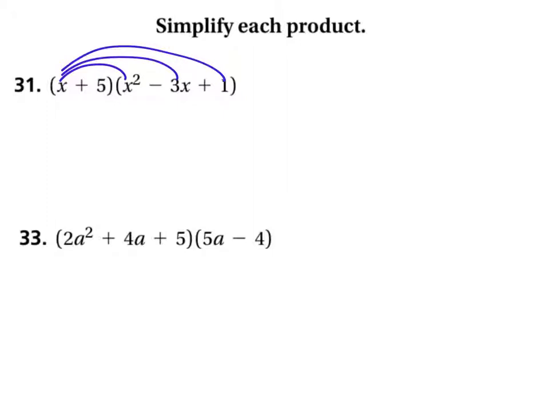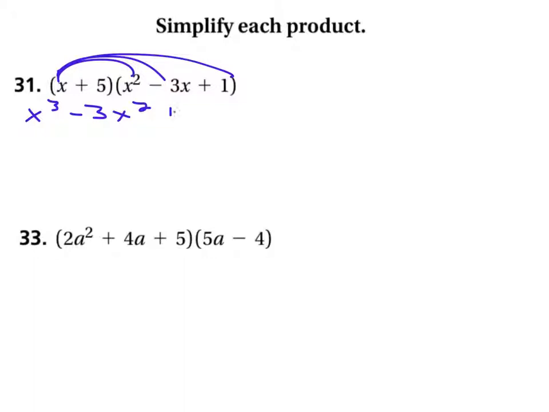Let me erase it, and I'll draw those lines as I do it, okay? So we're going to do x times x squared, and we get x cubed. Then x times negative 3x gives us negative 3x squared. And then x times 1 is just x. That's the first bit of this.